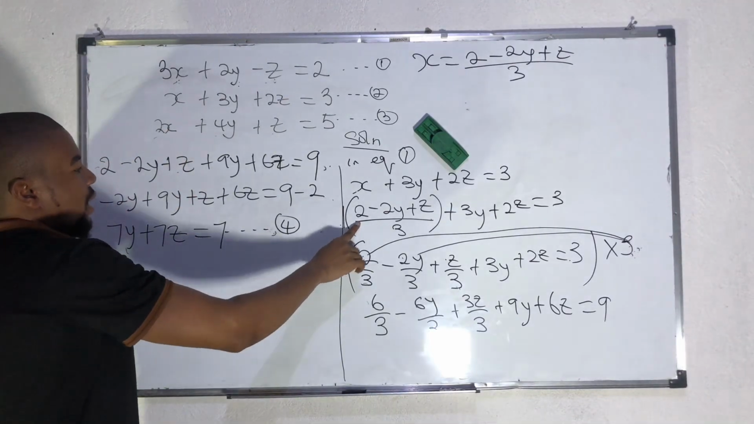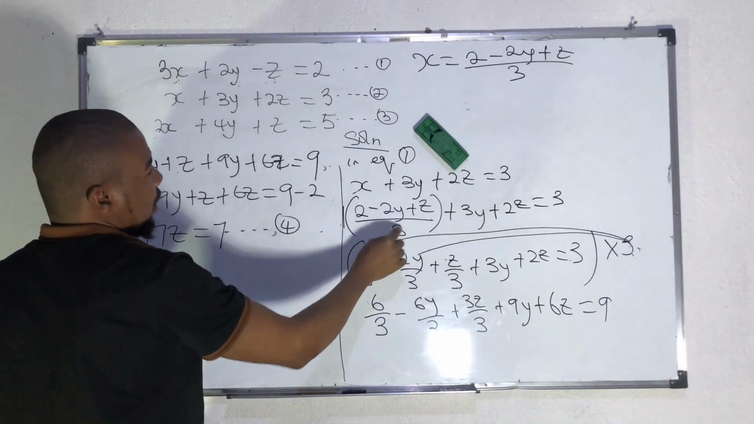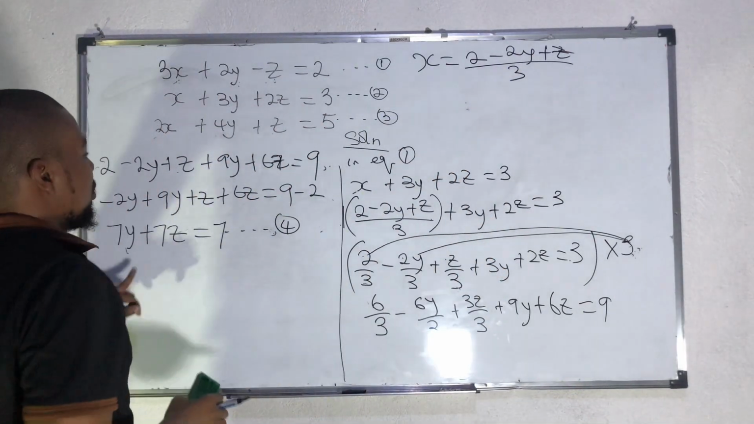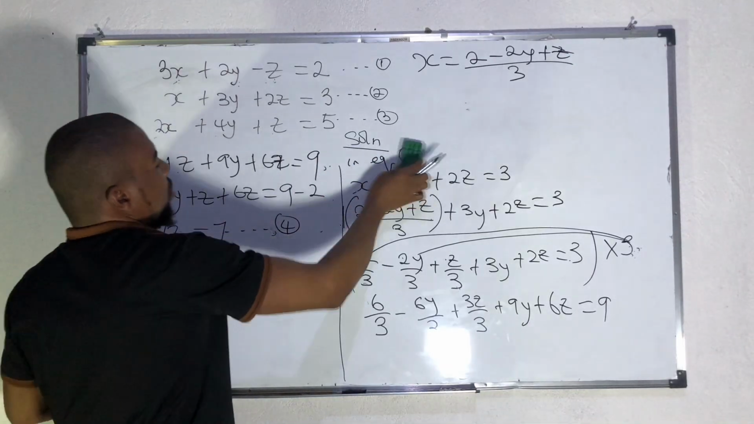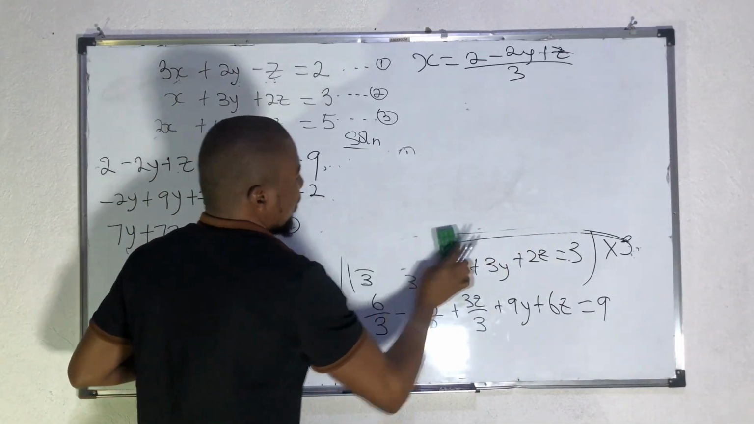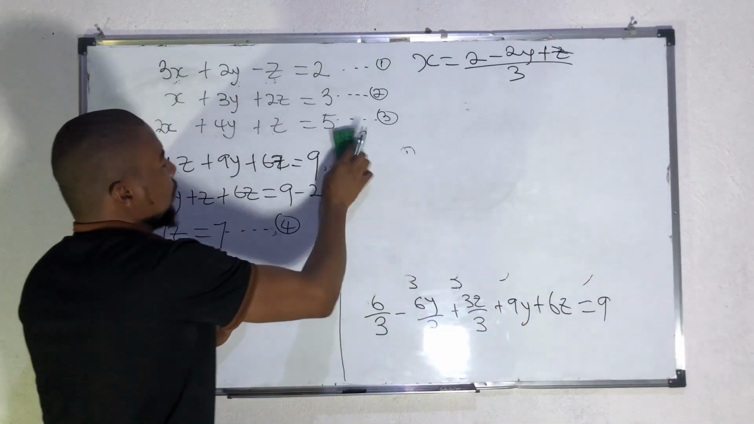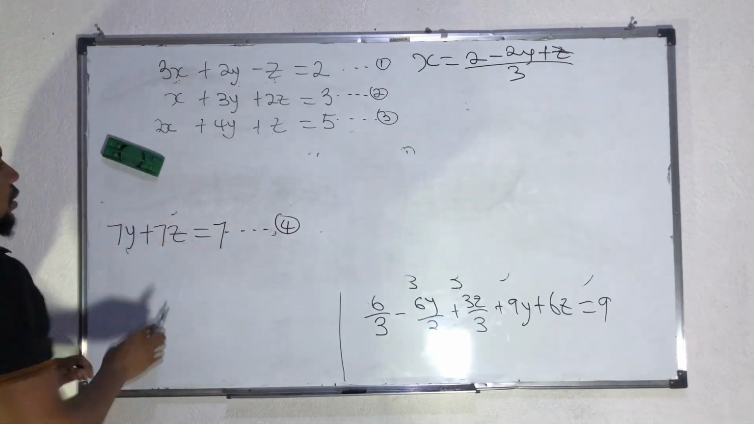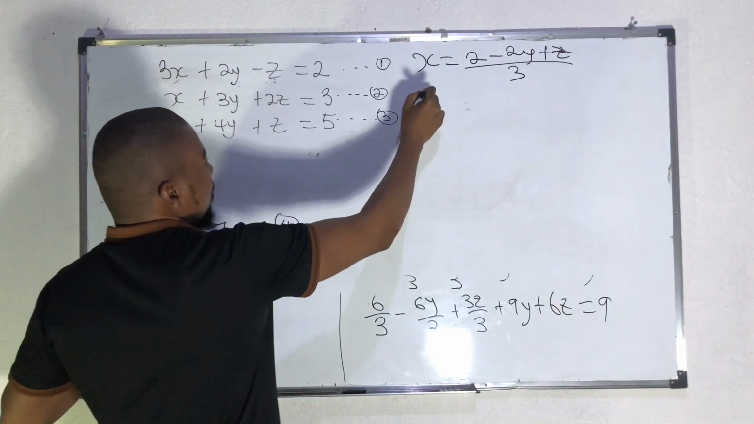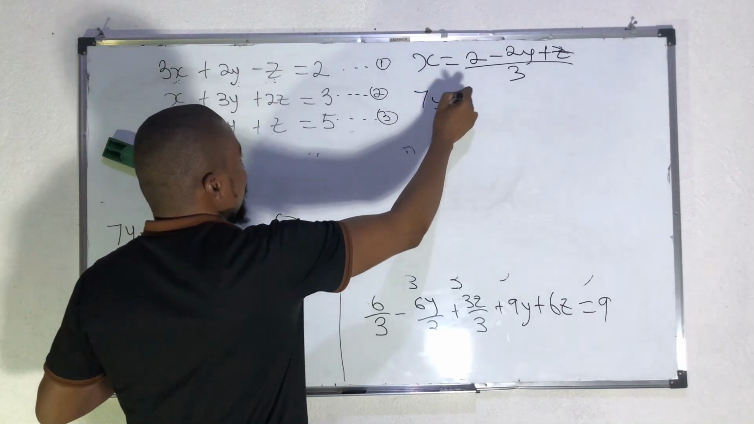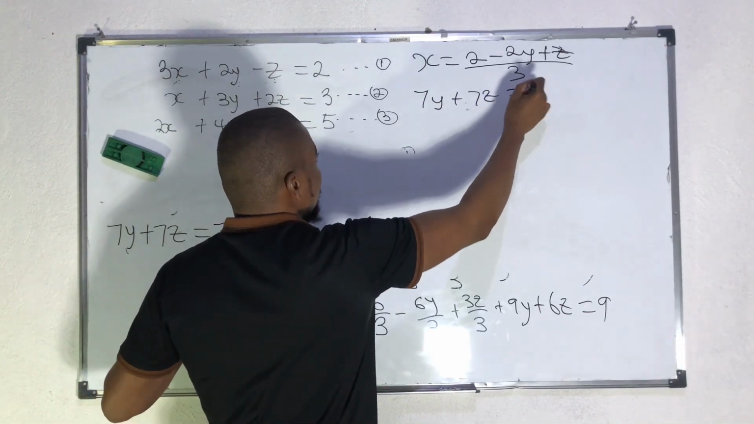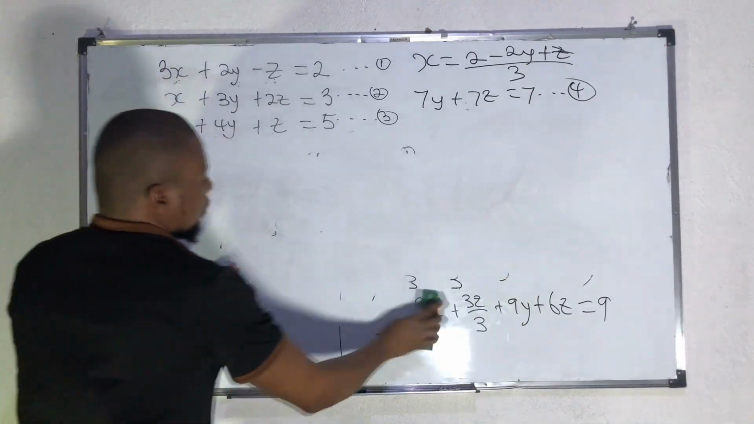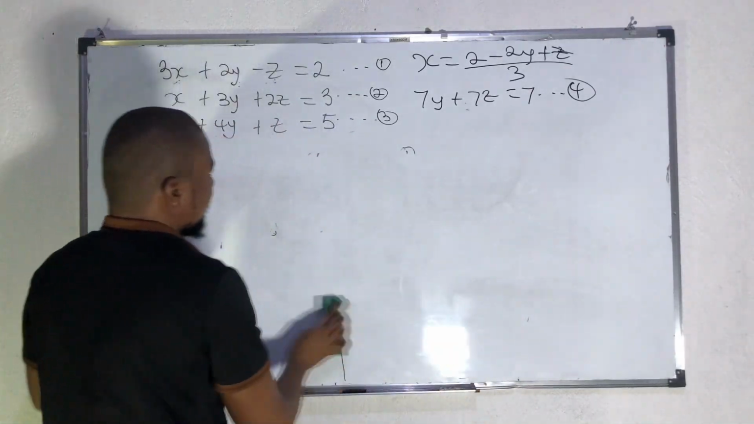And we also have it here. X is equal to 2 minus 2y plus z over 3. That's what we have here. So it's better to write it up here so that we do not forget. So this is our equation 4. Let's now look for equation 5. Permit me to write our equation 4 up here. So here we have 7y plus 7z is equal to 7. This is equation 4. Let me clean everything up to make life easier for us.